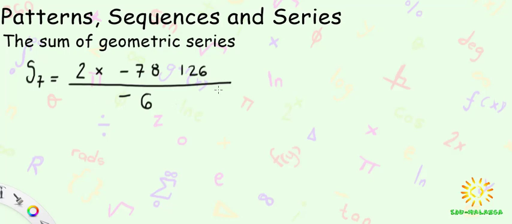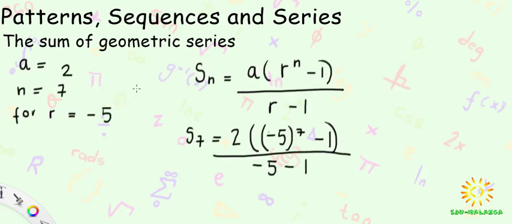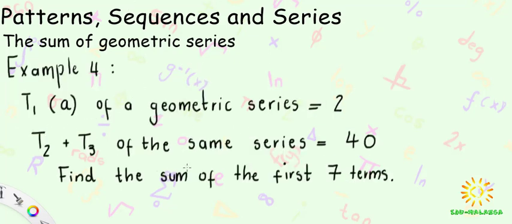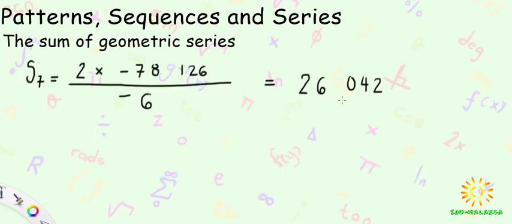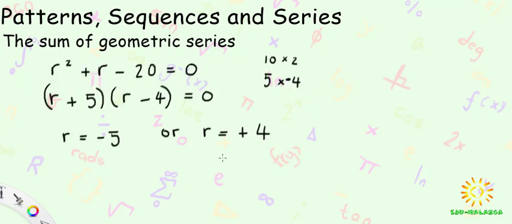If we enter this into the calculator and simplify again, we'll end up with a final answer of 26,042. So when r is equal to negative 5 in this geometric series, the sum of the first 7 terms is equal to 26,042. There is another r though, remember. We also had r is equal to 4, so let's solve for that as well.